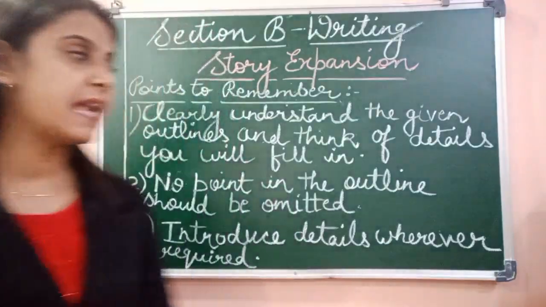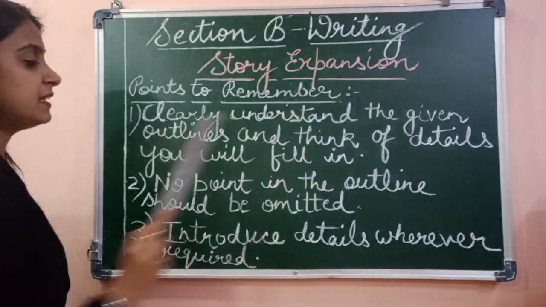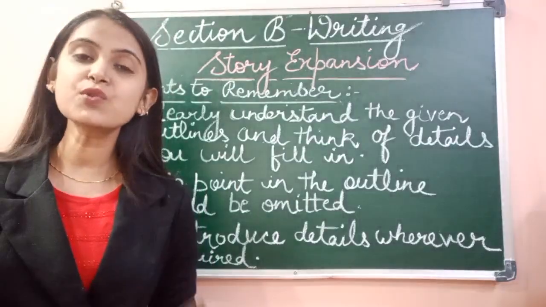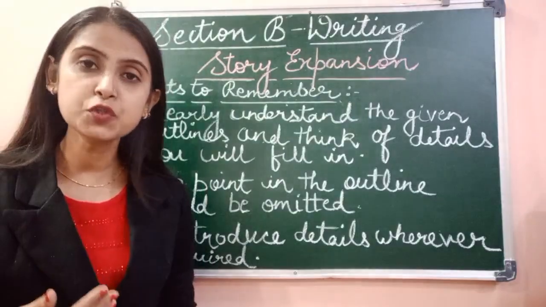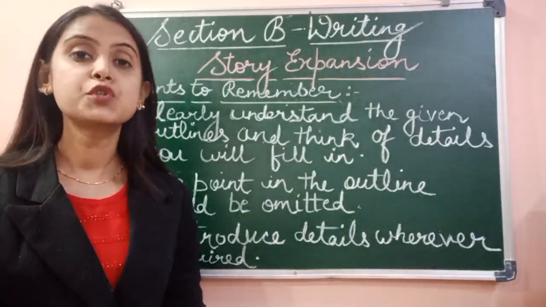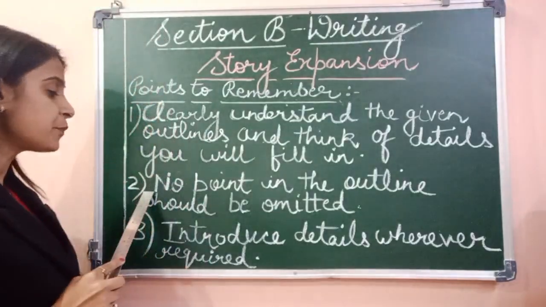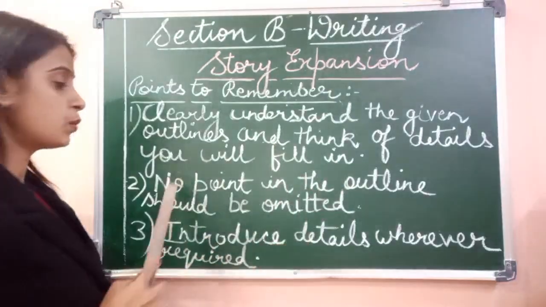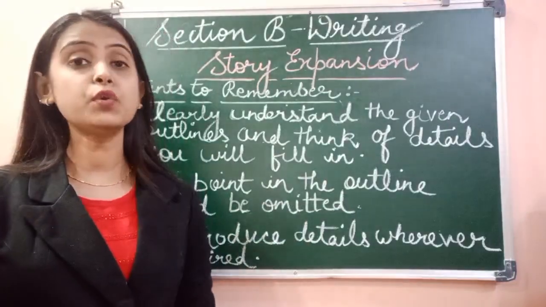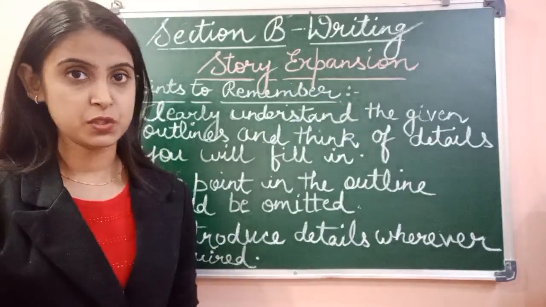The first point says, clearly understand the given outlines and think of details you will fill in. The first thing that you need to do is understand the outlines that are given to you, and think upon the details that you will use to connect one outline with the other, right? Then the second point says, no point in the outline should be omitted. You cannot miss any of the points in the outline that are given to you in the question, right?